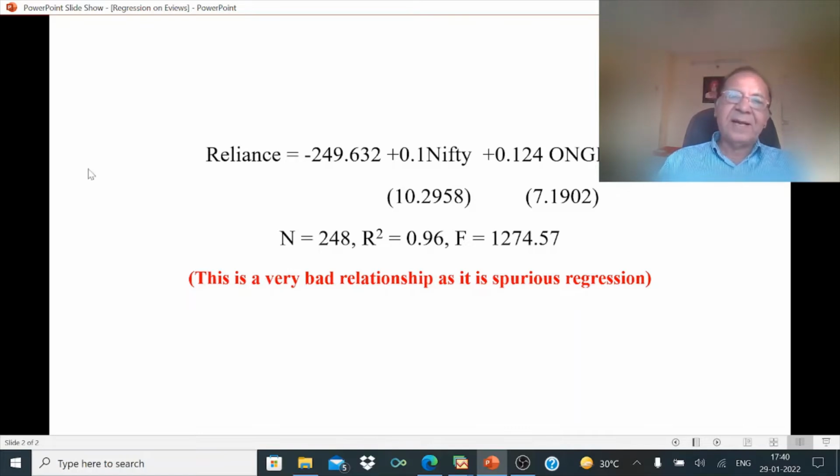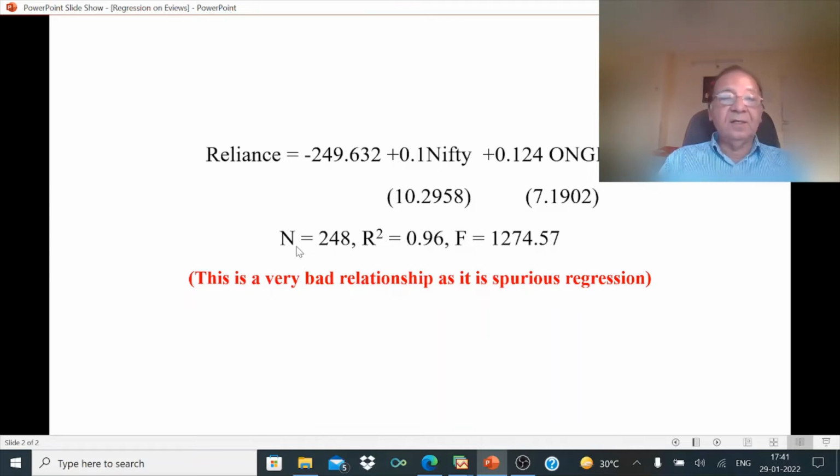Now the figures in brackets have been given as T stats. Sometimes people don't write T stats, they write only standard error. Then the reader will have to divide this B with the standard error to get 10.29. So economists usually write the T stats, but there are some people who have the habit of writing standard error. You can write down either the standard error or T stats, but you will have to explain in the report whether they are T stats or standard errors.